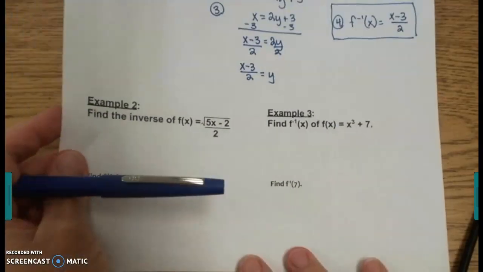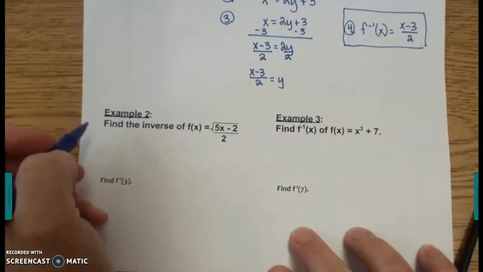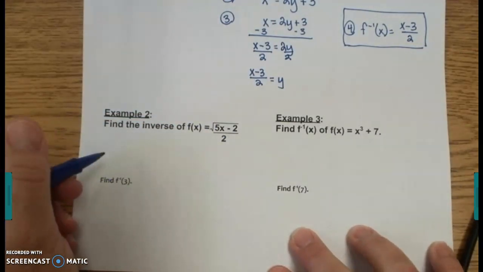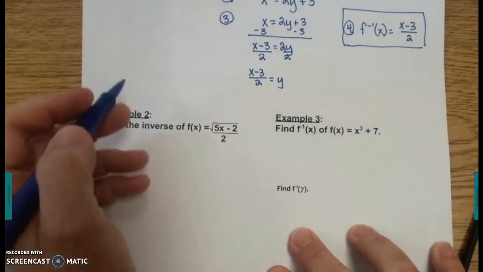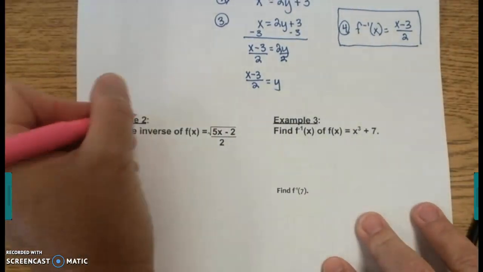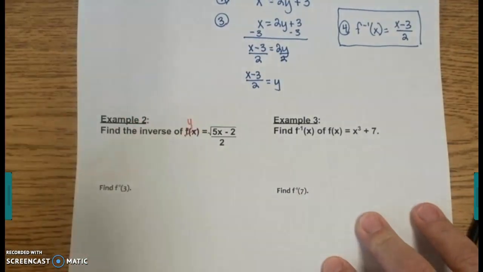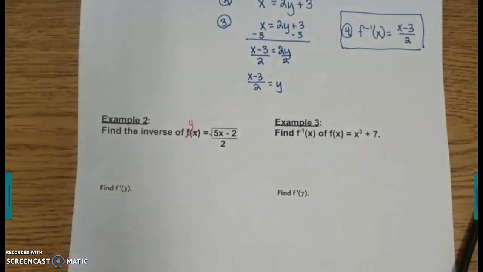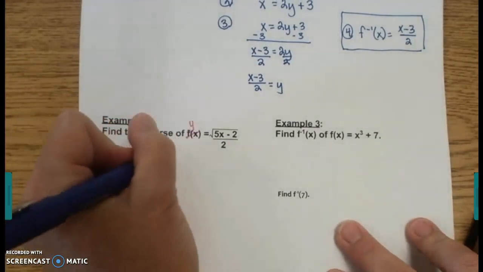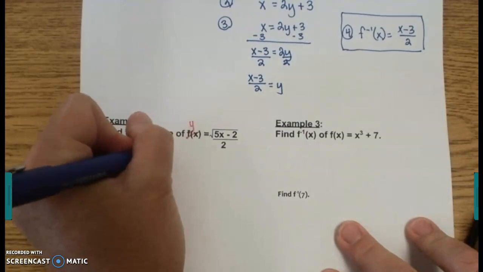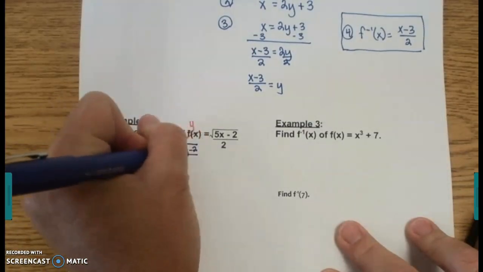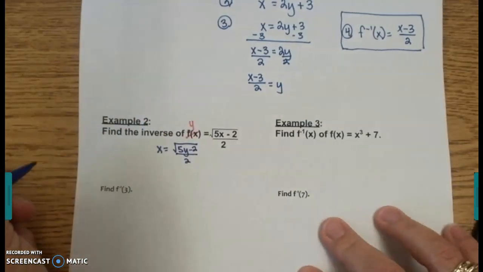Okay. Let's do one that's a little harder. So we're going to find the inverse, and then we're going to find the value of 3 in the inverse function. So I'm going to do step 1 right here. So I replaced my f of x with y. Step 2 says switch your x and y. So we're going to rewrite this. x equals square root of 5y minus 2, over 2.